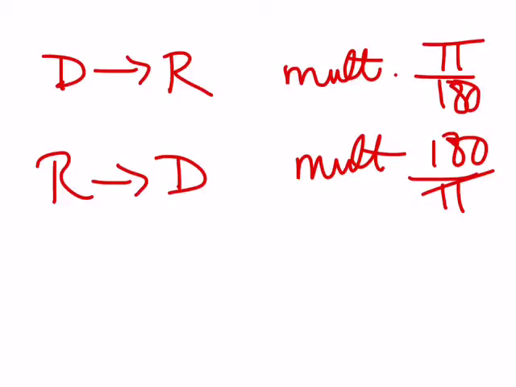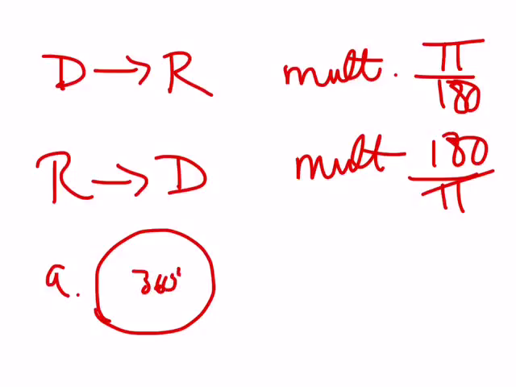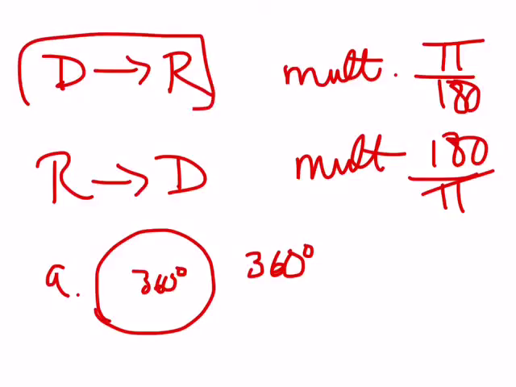So let's do a few real quick. I'll put A down here. One complete rotation is the same as how many radians? Well, one complete rotation we know is 360 degrees. So they wanted to know, well, how many radians is that? So I'm looking at the top one, degrees to radians, simply multiply by pi over 180.